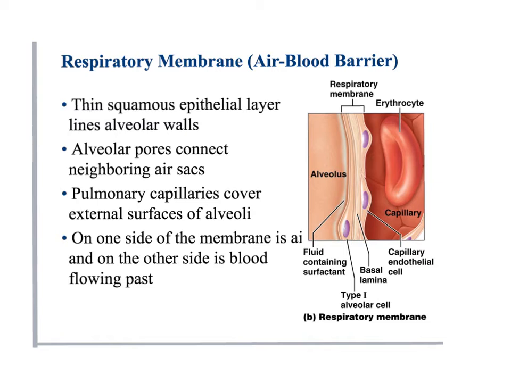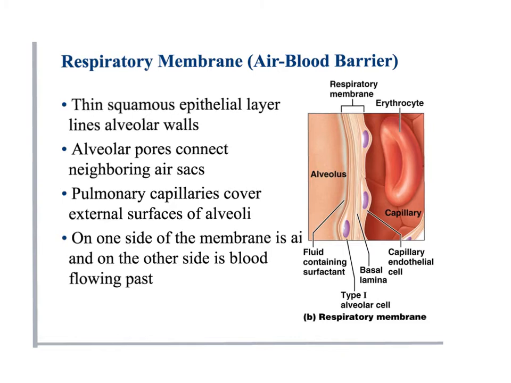This respiratory membrane is composed of... What does this membrane need to be? Thin. It needs to be as thin as possible. So what you end up with is almost two thin cells on either side of a shared basal lamina.